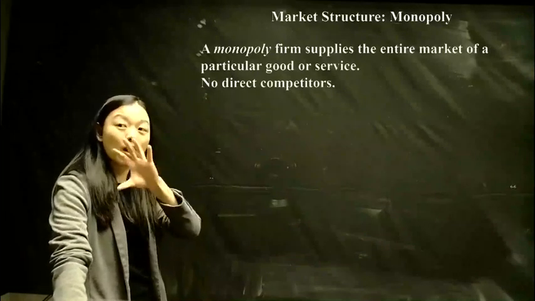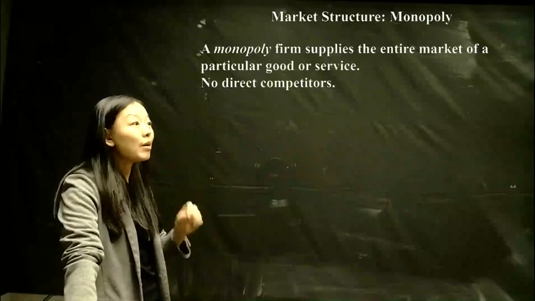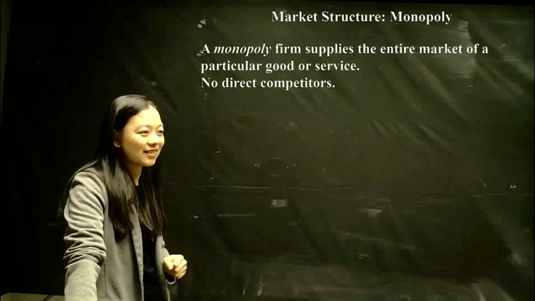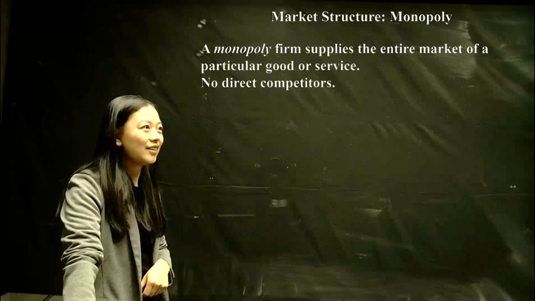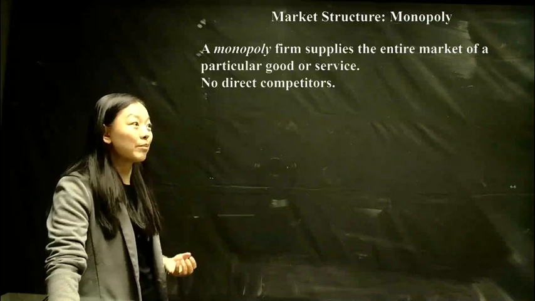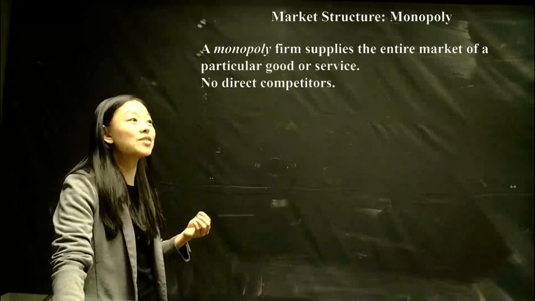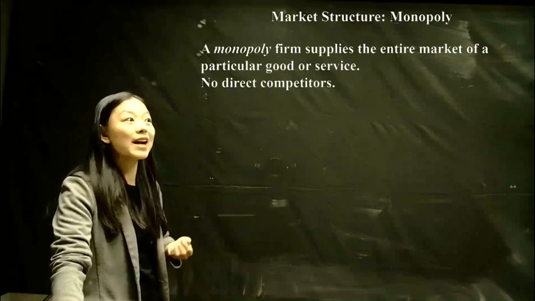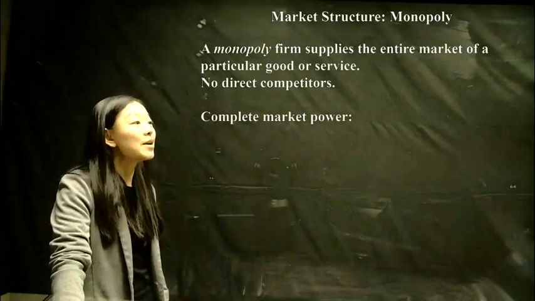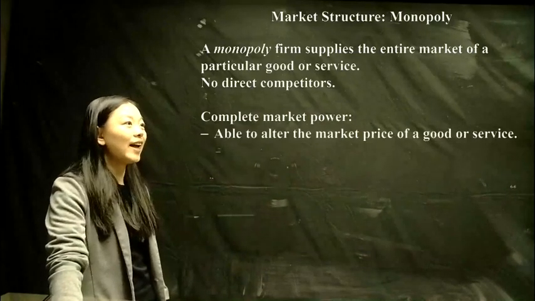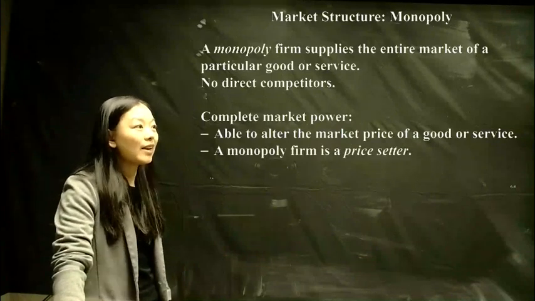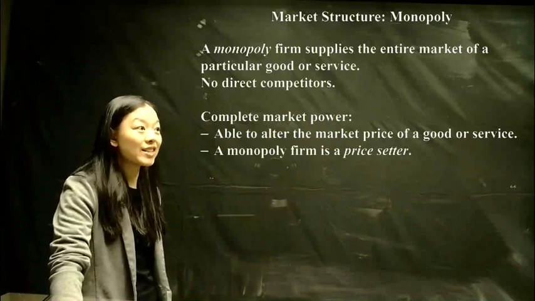Now a monopoly, which is on the green side of the spectrum. A monopoly firm supplies the entire market of a particular good or service, which means there are no direct competitors. This monopoly has complete market power. It is able to change the market price of the good or service, and a monopoly firm is a price setter.